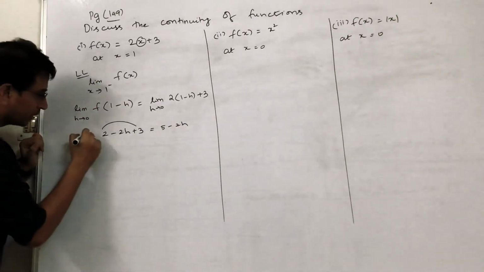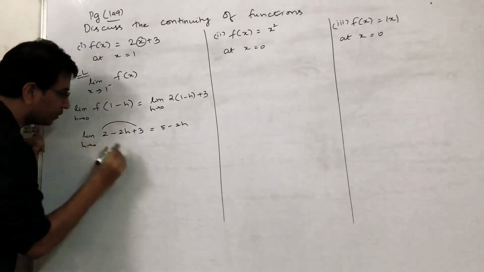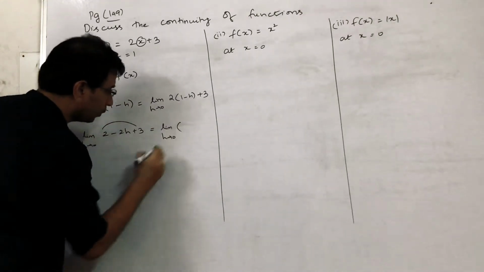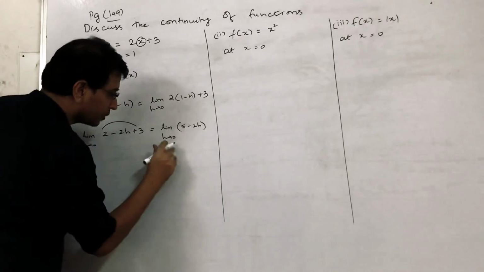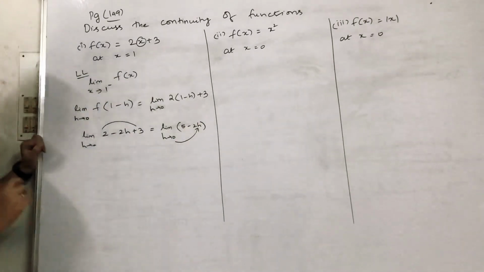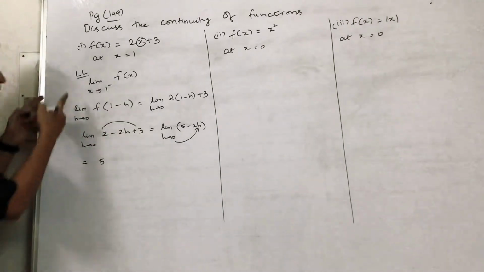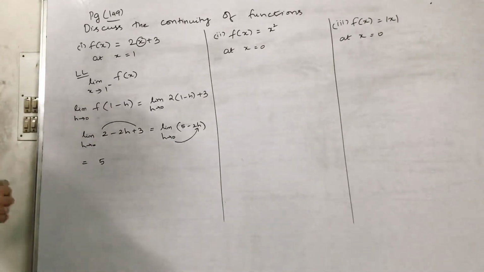Don't forget the limit. So limit h tends to 0 of 5 minus 2h. Now you are allowed to substitute the value 0 here. So when you do this, you will get 5. So the left limit of this function is 5.